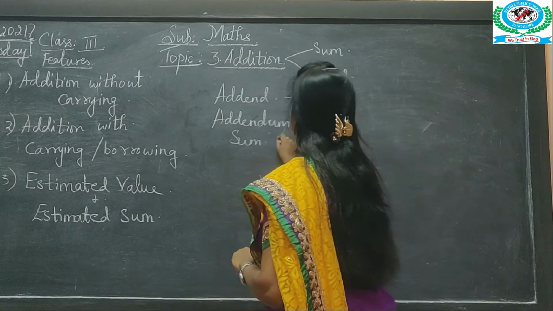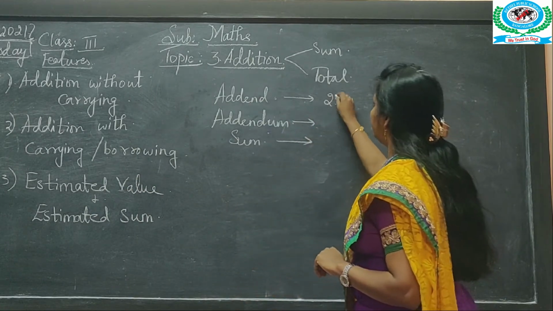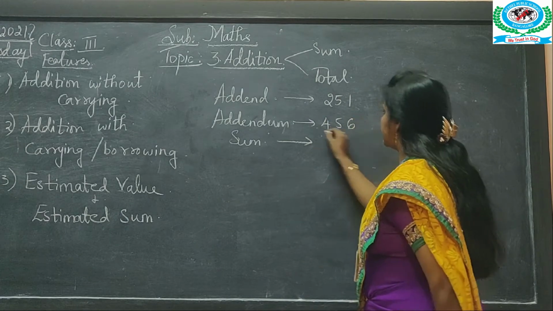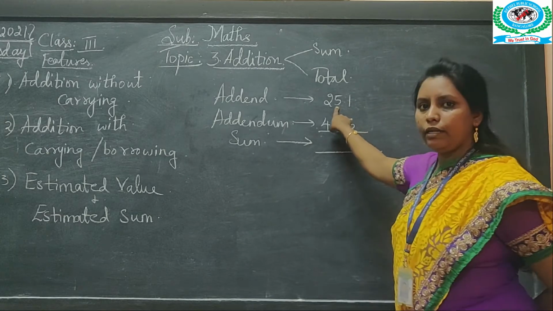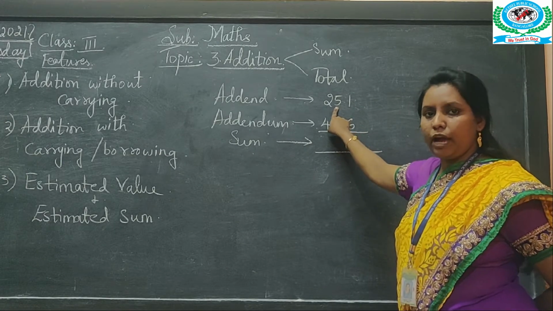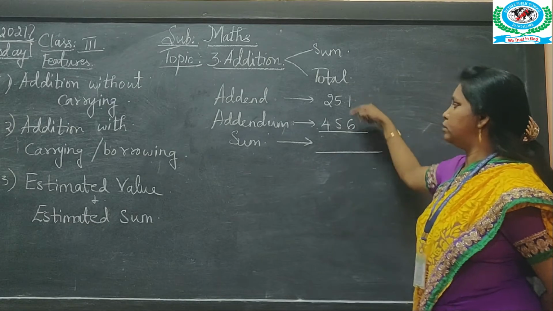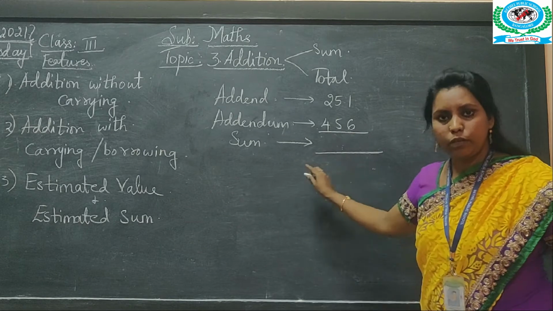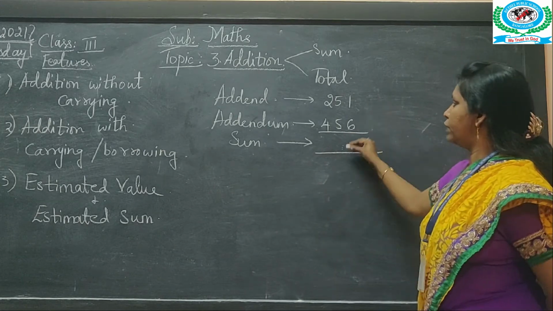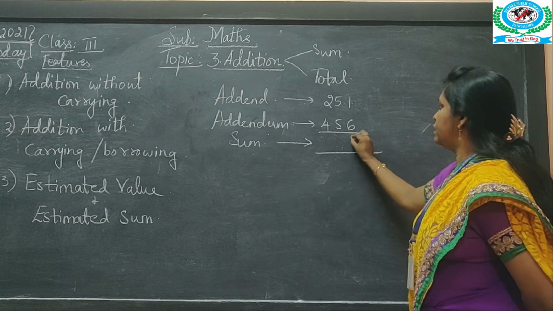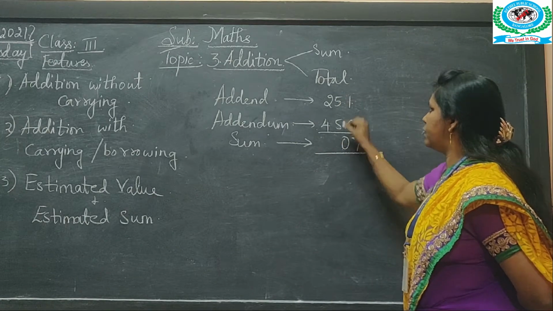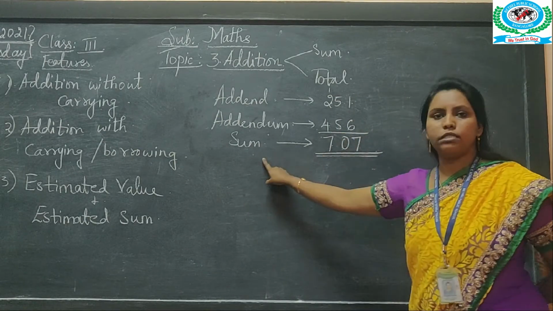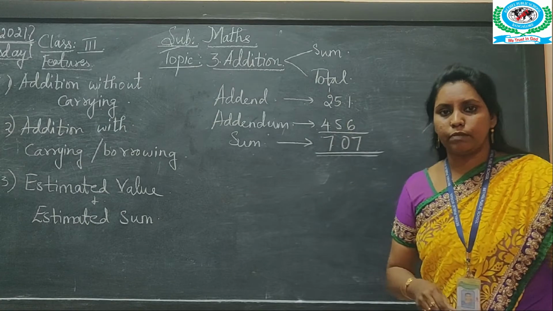So here, for example, if I give you 251 plus 456, okay, so this is called the addend, the number which to be added, and this is the addendum. The two numbers should be added together, and what the answer you get, what the total you get is called the sum. So how you are going to add this? 6 plus 1 is 7, 5 plus 5 is 10, again you carry it, 4 plus 2 is 6 and 7. So this is called the sum of the two numbers.